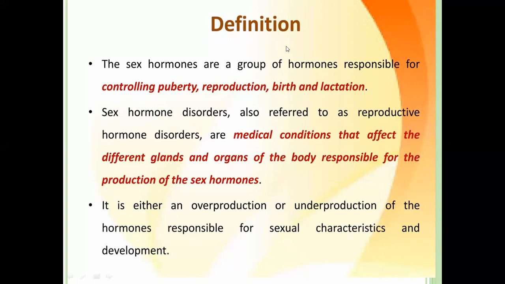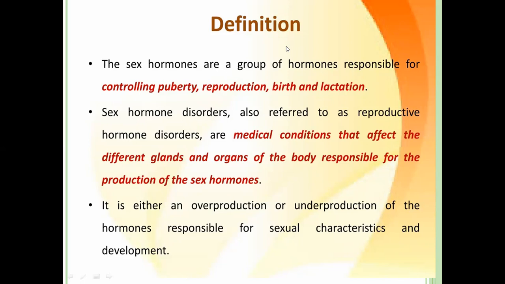The sex hormone disorder, also referred to as reproductive hormone disorder, means there is an imbalance in the hormonal secretion of the female reproductive system and male reproductive system. It is a medical condition that affects the different glands and organs of the body responsible for the production of sex hormone. So excessive secretion or lack of secretion leads to disorder. It is either overproduction or underproduction, meaning excessive or less production of the hormone.